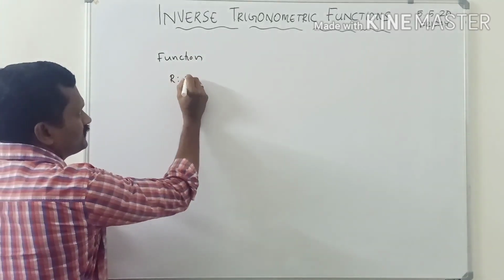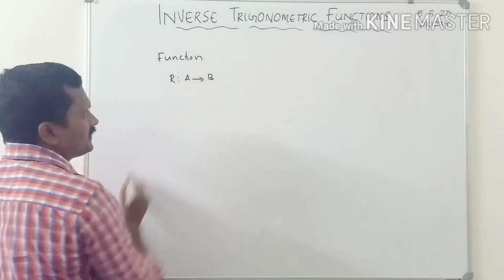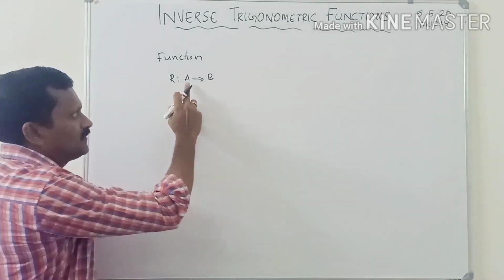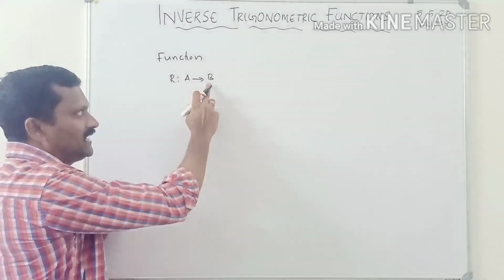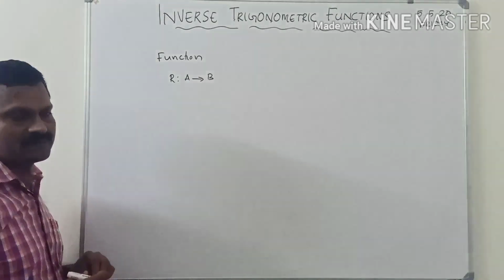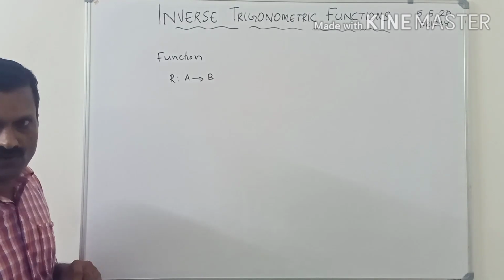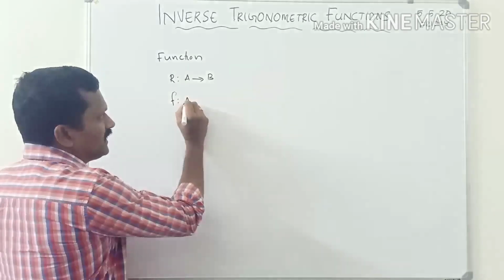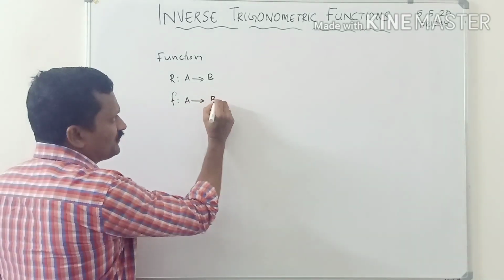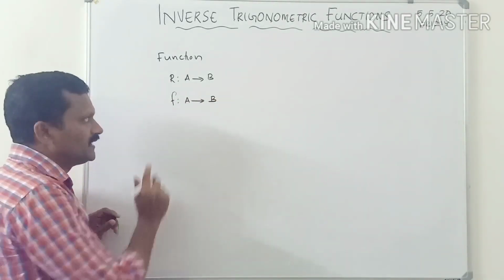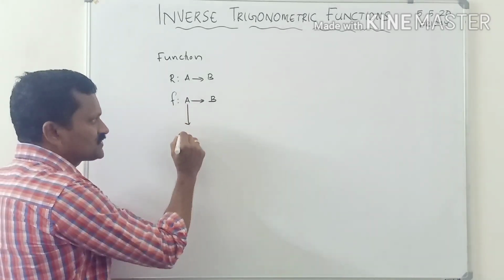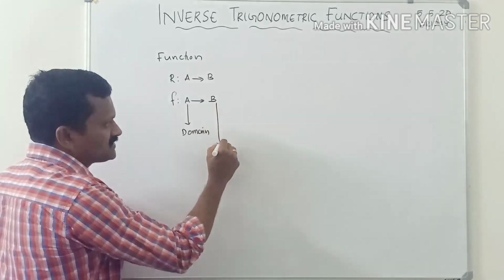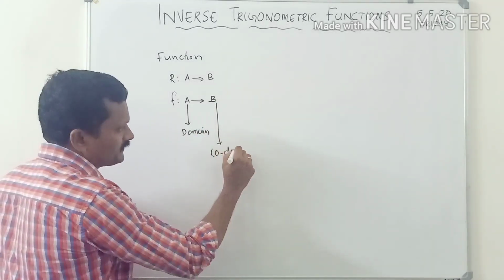A relation from A to B becomes a function if every element of A has one and only one image in B. Such relations are called functions. A function from A to B can be denoted as f from A to B. In this function, A is called the domain and B is called the codomain.